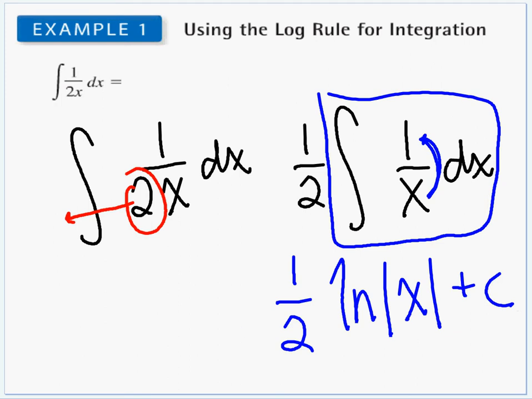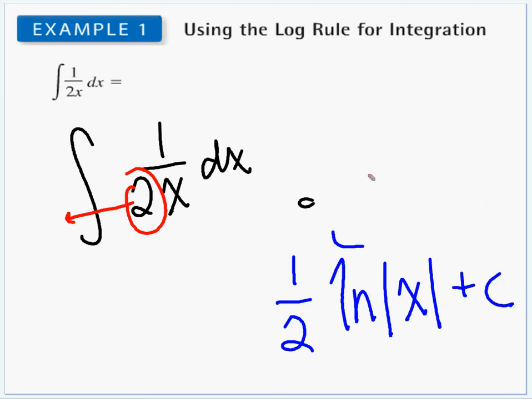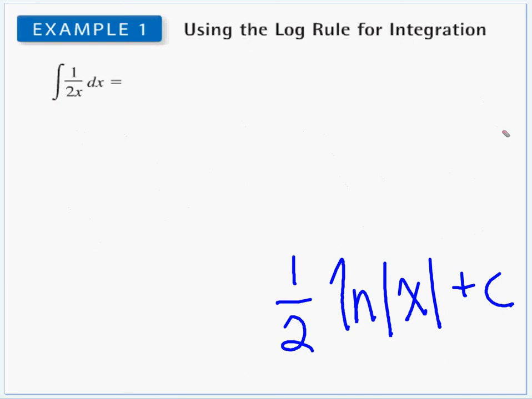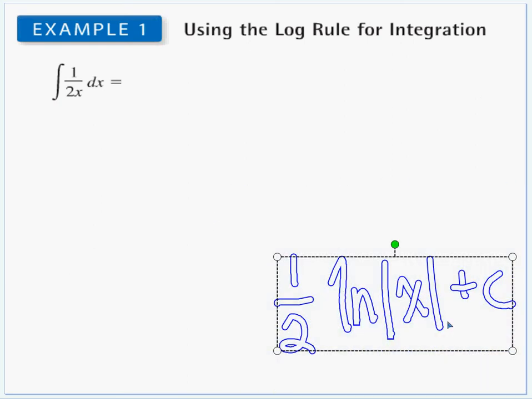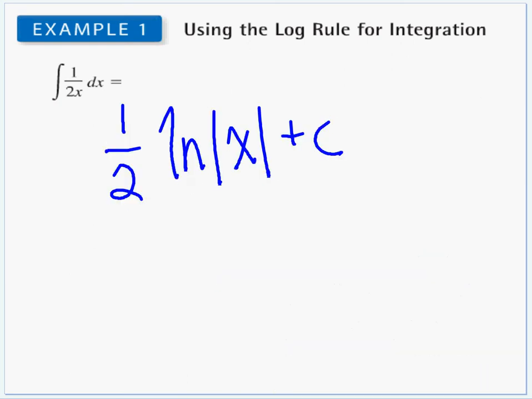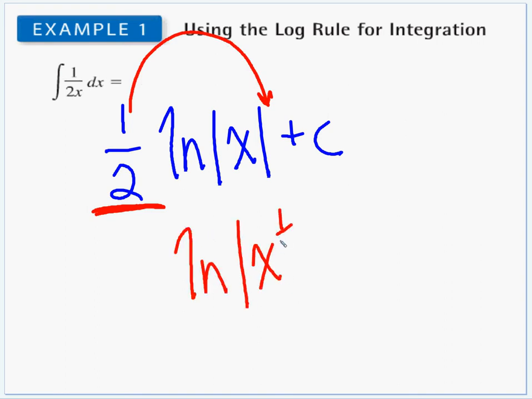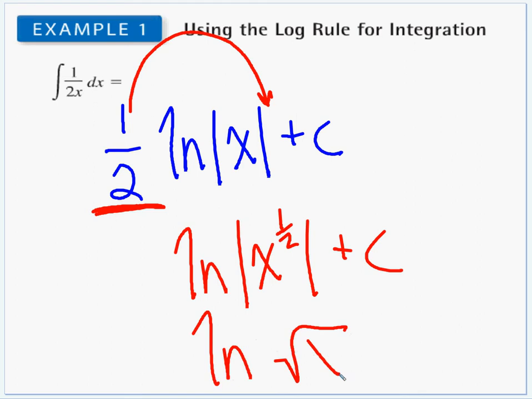Now, if you're on the AP test and you get this answer, maybe it does not match everything on the multiple choice possibilities. Remember, when you're dealing with logs, this coefficient out front can be moved up and made into an exponent. So we could write this as the natural log of the absolute value of x to the half plus c. Or if you don't like the half power, we could make that a radical. Natural log root of x plus c.